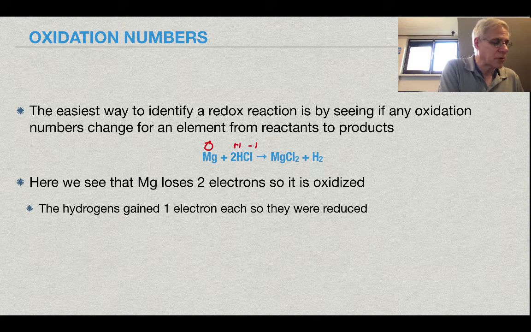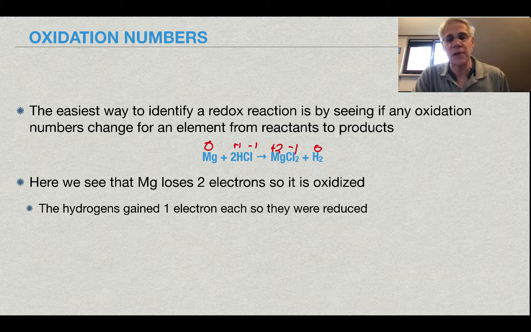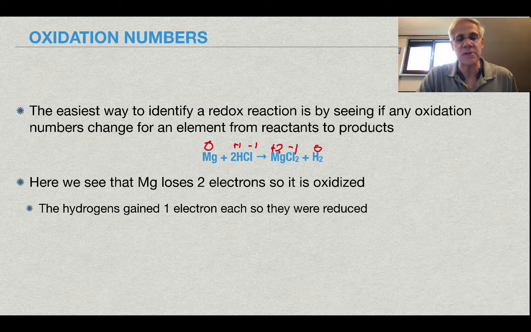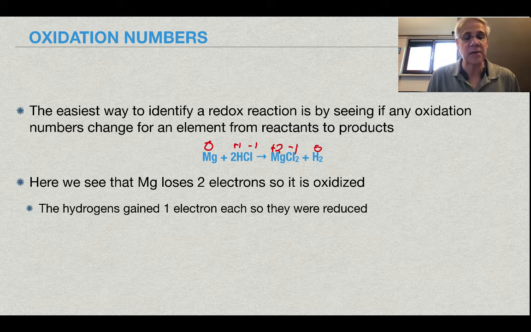Now, as we go over to the products, we see magnesium is now part of a compound, and so it has a +2 charge. Your chlorine still has a -1, but your hydrogen in its elemental state has a 0 oxidation state. So our magnesium went from a 0 to a +2, lost 2 electrons, and anytime something loses electrons, we say that it is oxidized. The hydrogens went from a +1 oxidation state to a 0 oxidation state, and so they had to gain an electron. When things gain electrons, we say that they are reduced.